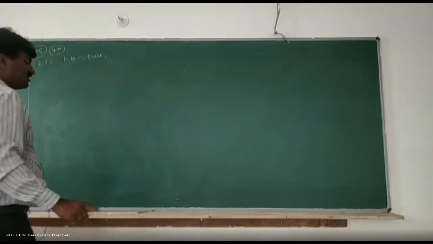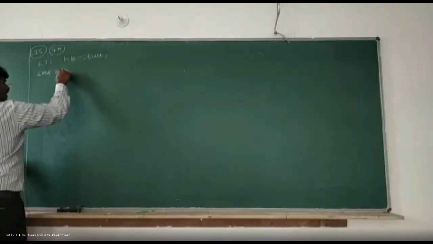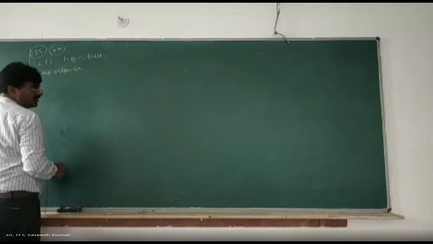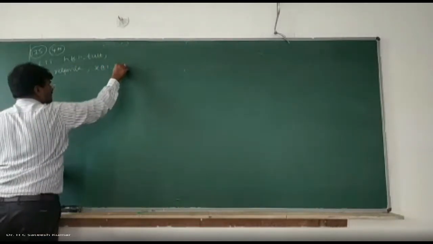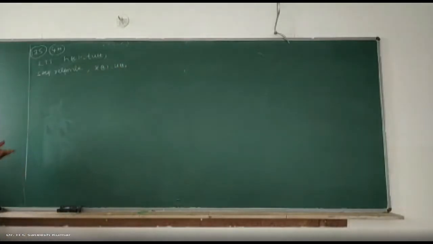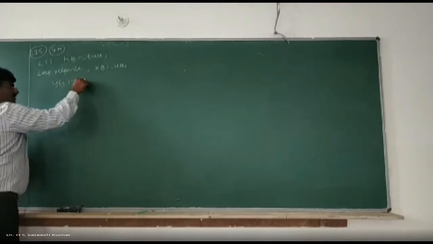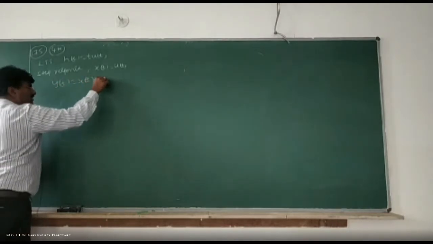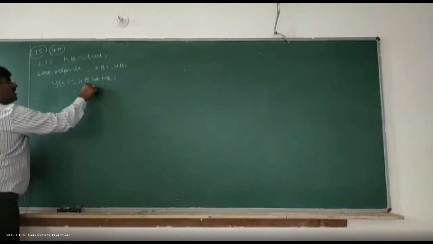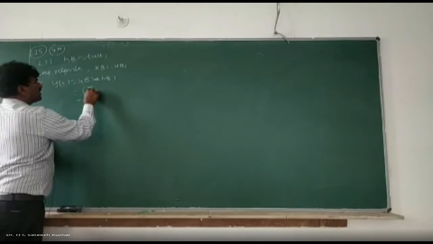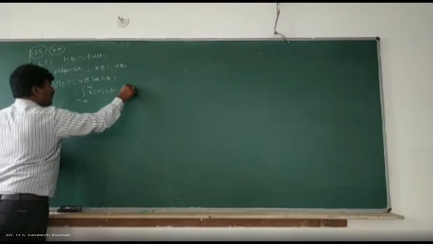That means when they say step response, no need to wait for the input. They won't give it. Find the step response means it's understood that x of t is equal to u of t, because the input is a step function. So find the convolution output of it. Output of an LTI system is y of t is equal to x of t convolution with h of t, which is equal to integration from minus infinity to plus infinity x of tau into h of t minus tau d tau.